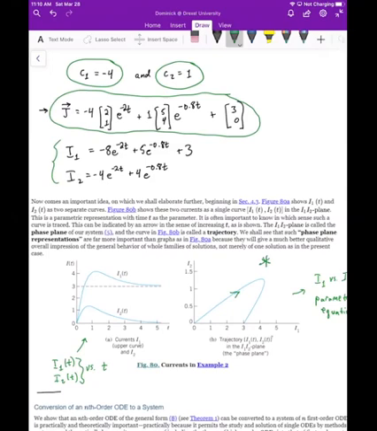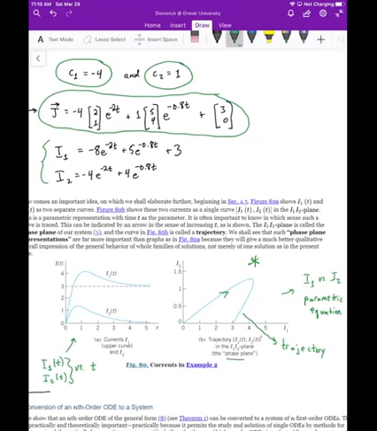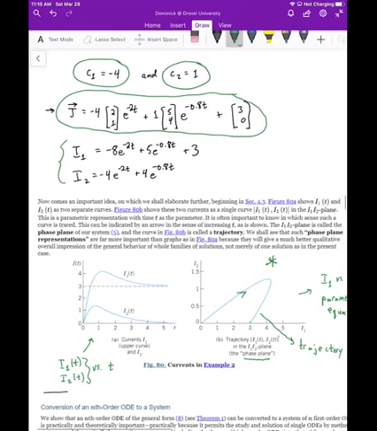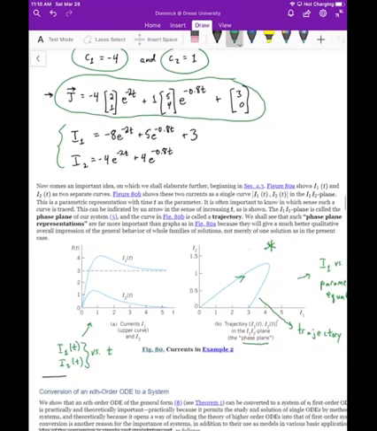Now this curve here, just for some vocab, is typically called the trajectory. And of course, this I1 versus I2 plot is also known as the phase plane. So it's possible that in a future video we'll talk about this, but it turns out that the second graph is much more useful. All right, so that is something that we do want to mention.